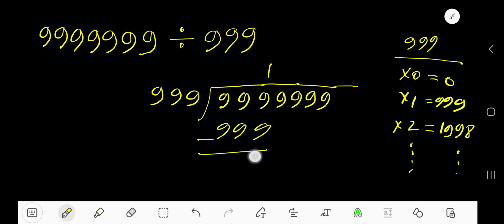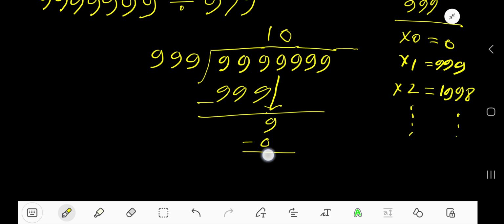If you subtract, you are getting 0. Bring down this 9. So you are getting 09. 09 means 9. 999 goes into 9 how many times? 0 times, as it is less than this 999. 0 times 999 equal to 0. Subtract, you are getting 9.